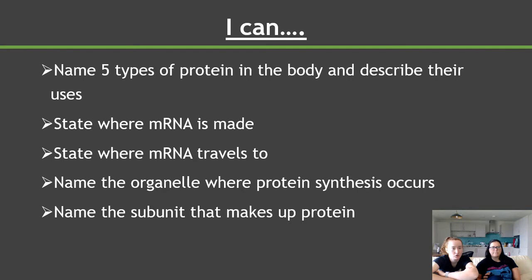By the end of this you should be able to name the 5 types of protein in the body and describe their uses, state where mRNA is made, state where mRNA travels to, name the organelle where protein synthesis occurs, and name the subunit that makes up protein.